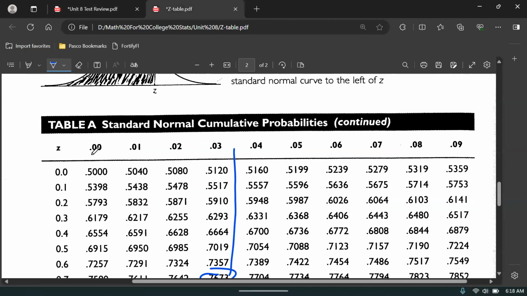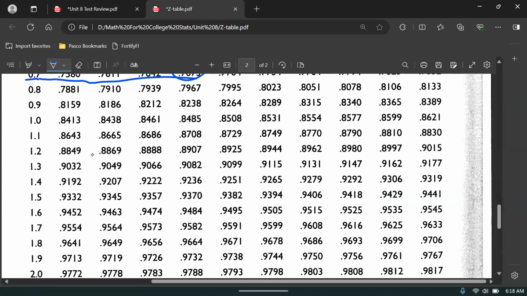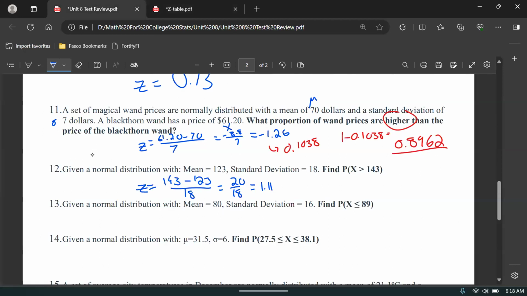So again, we're going to go to our z-table and look for 1.11. Remember, it's positive in this case. So 1.1 is here, and this would be 1.11. So 0.8665. But notice it is above, it is greater than. So that means we have to do 1 minus that number. 1 minus 0.8665 equals 0.1335.